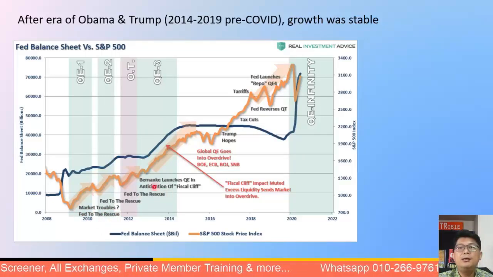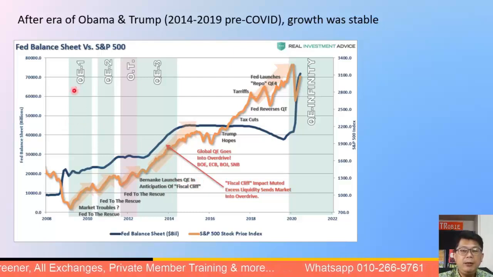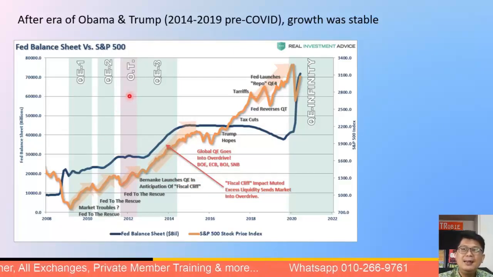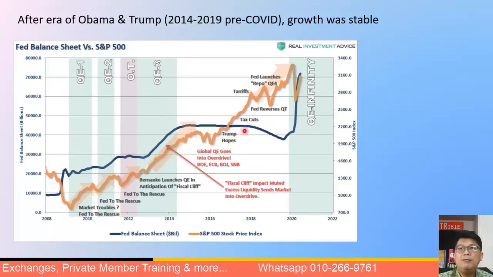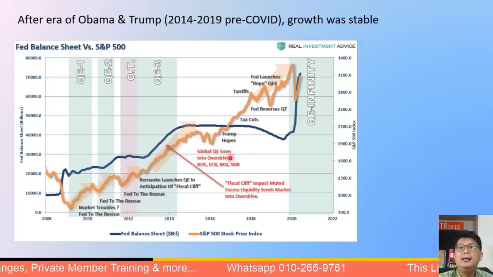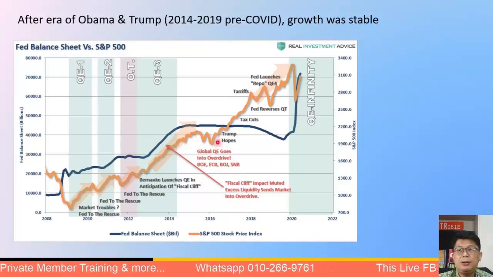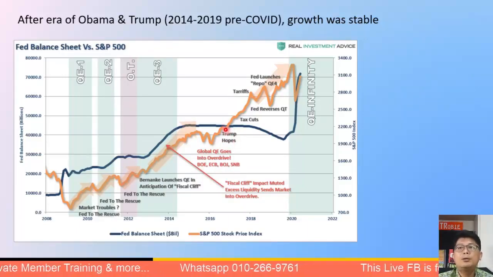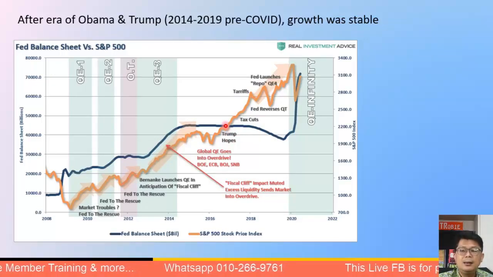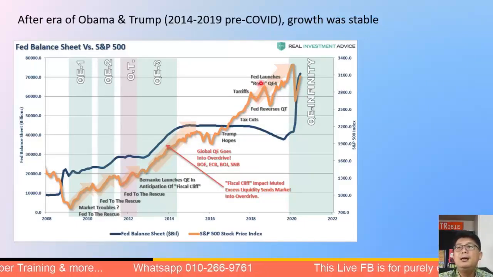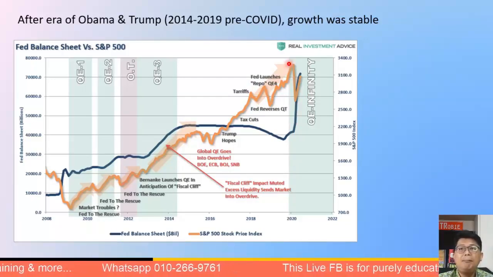Fed to the rescue, Bernanke launched this. So this was QE1, QE2, then another one, OT, QE4, quantitative easing. But in 2014, 2015, the economy was doing well. This was an era with a lot of tax cuts, and then global QE came in. The Bank of England, ECB, and Bank of Japan did their part. And there was Trump hope, because Trump became president in 2017, and the market continued to rise. In between, the Fed also launched a lot of bond buying, repo, QE4, and then we had COVID-19, and the market fell.